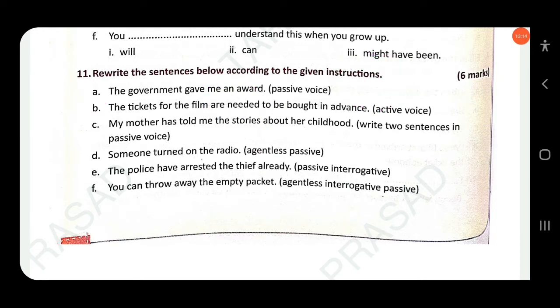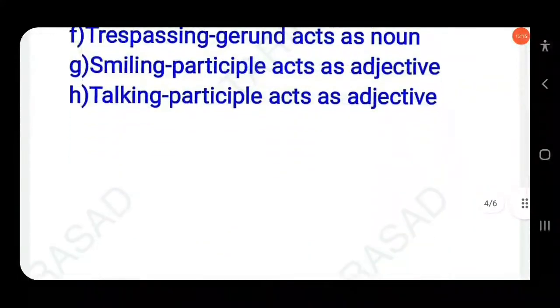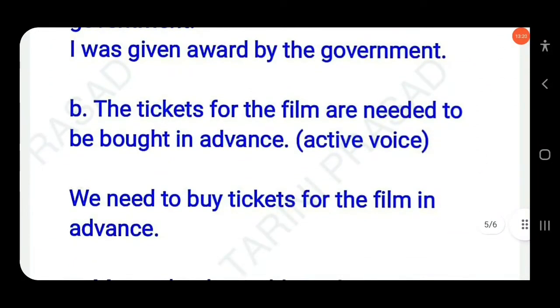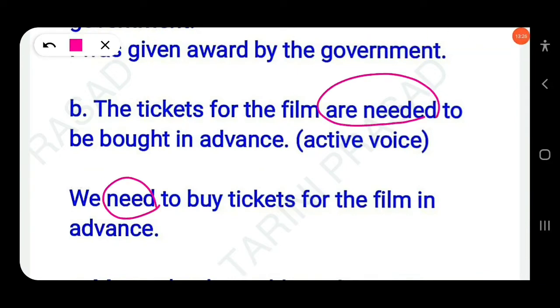So you can add "we" or "they" here. We need to buy the tickets. As it is simple present, "are needed" becomes "we need". We need to buy the tickets for the film in advance. So its passive will be: the tickets for the film are needed to be bought in advance. Clear? So you can add the agent "we" here.